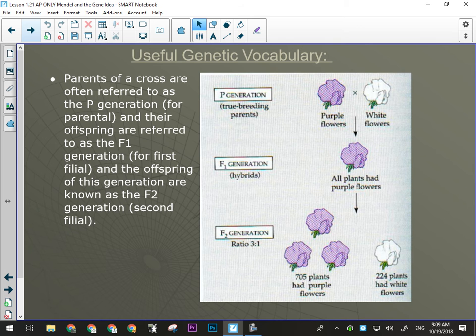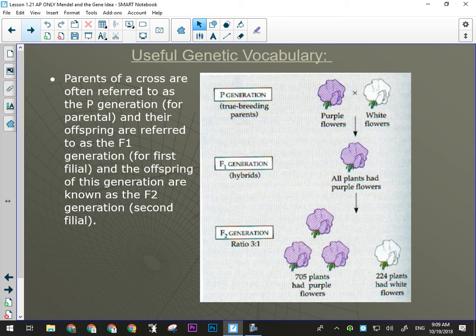Parents of a cross are often referred to as the P generation, the parents, and their offspring are referred to as F1, or filial generation 1. Then if you cross those ones, you get the F2, the second filial generation, and so on. If he had a purple flowered plant and a white flowered plant and he crossed them, the entire first generation of plants had purple flowers.